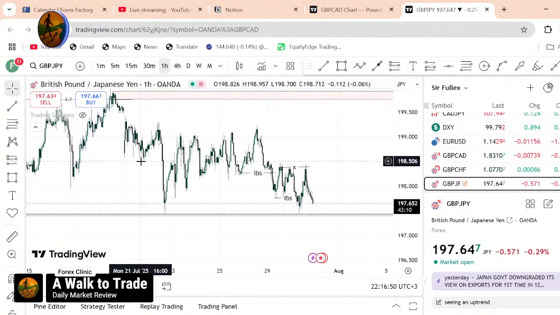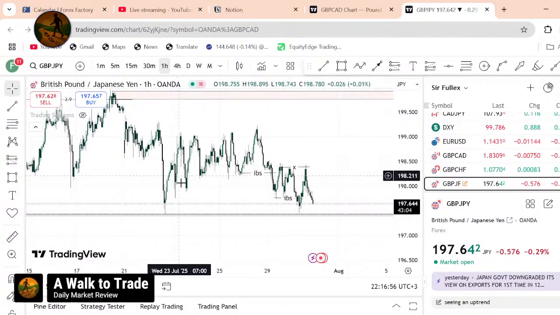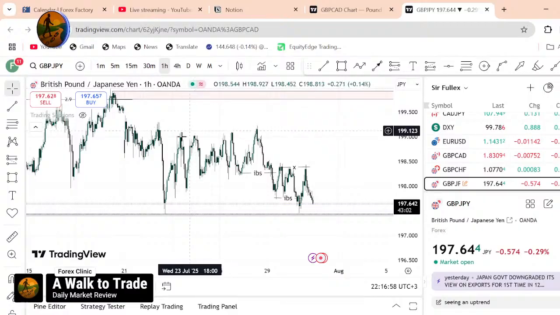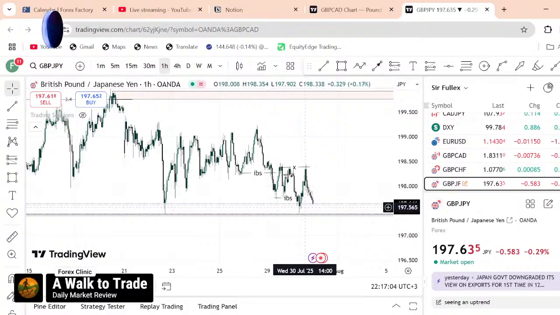Price was coming like that. We then changed, we had a break of structure. It came down. It went up, failed to close above this one, and now again is coming down, creating some internal breaks of structure.